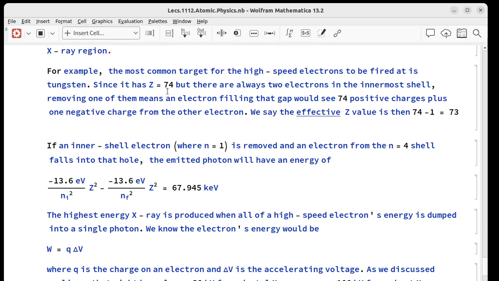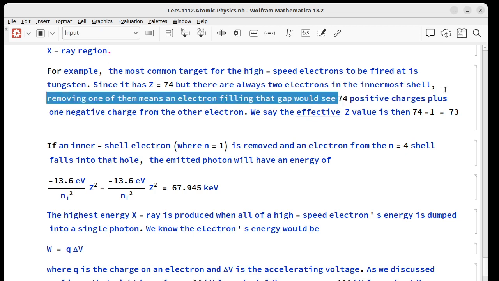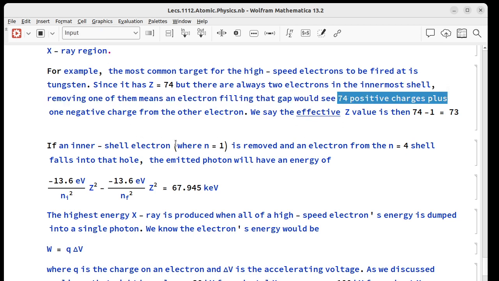The most common target for X-ray machines is tungsten. It has Z equals 74. There are always 2 electrons in the innermost shell, but if we wanted to pull one of those electrons out, the other electron, an electron falling in would see the 74 positive charges in the nucleus and then 1 negative charge from the other electron that's about as far away as it is. So we could say the nucleus has an effective Z value of 73 instead of 74.